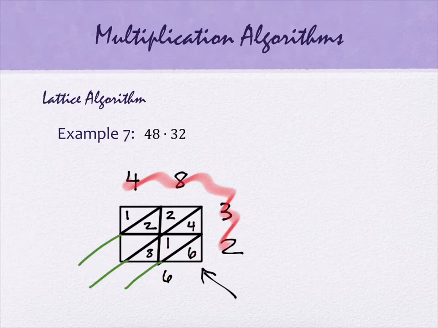The second diagonal has 4 plus 1 plus 8. What does that add to? 13. We write our 3 down, and then we carry the 1 for the 13, right? We regroup. Our next diagonal has a 1, 2, and 2, which gives me a 5. And then our last diagonal in the top corner is a 1. And the answer, which we've now gotten several ways, is again 1536.